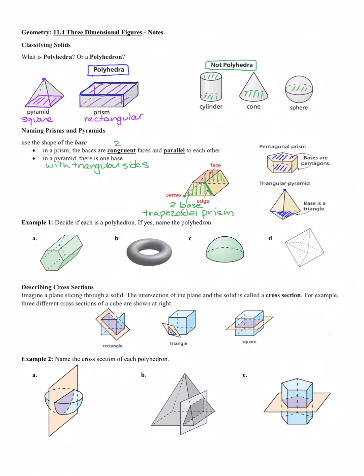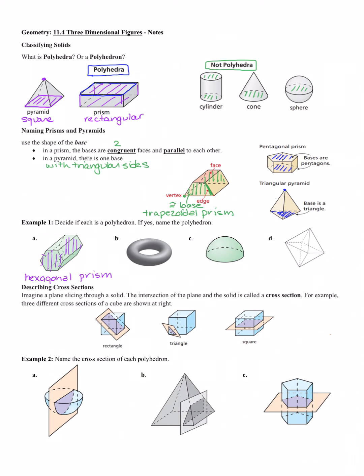All right, so let's determine what is and what is not a polyhedron, and then classify it if it is. So this first one, notice you have 1, 2, 3, 4, 5, 6 sides, and you do have two parallel congruent bases, so that would be called a hexagonal prism.